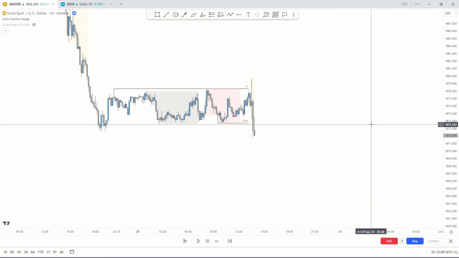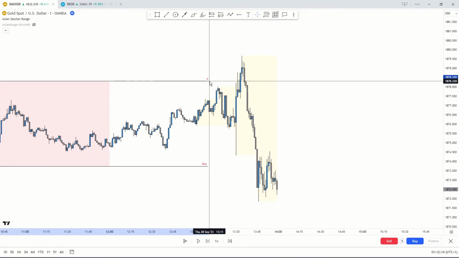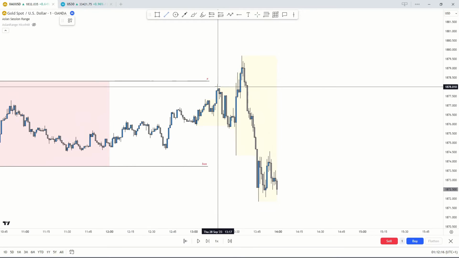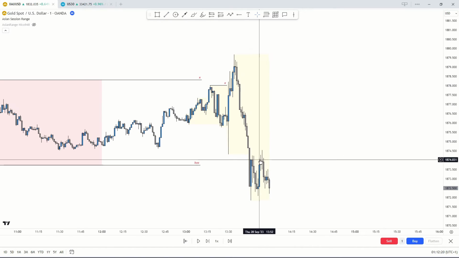So instantly we get that liquidity sweep and we get that break of structure, exactly what I was looking for to happen in New York. And on the lower time frame, we also get this liquidity sweep, further confirming the sells towards the downside.